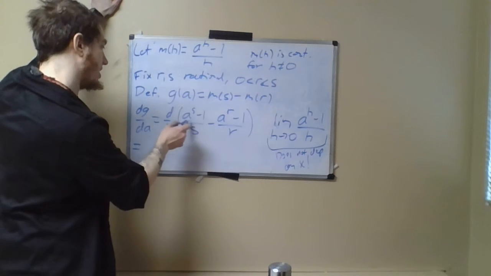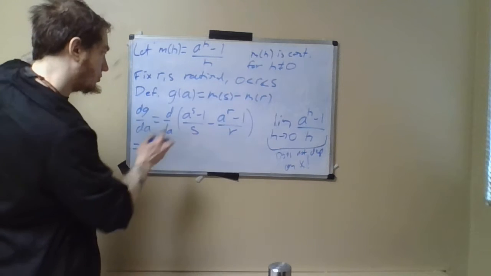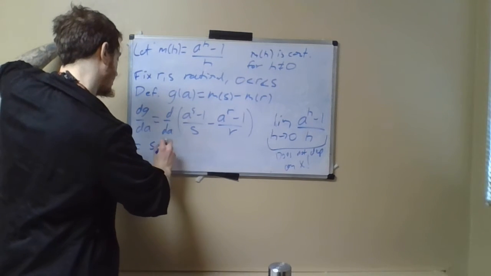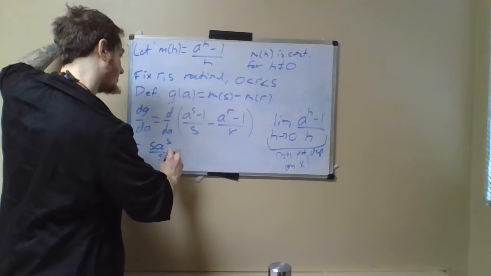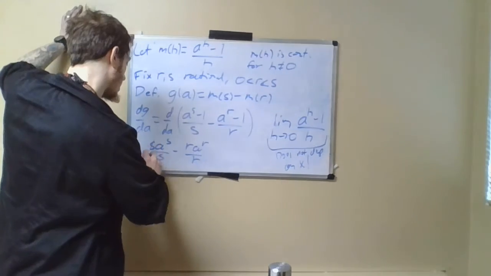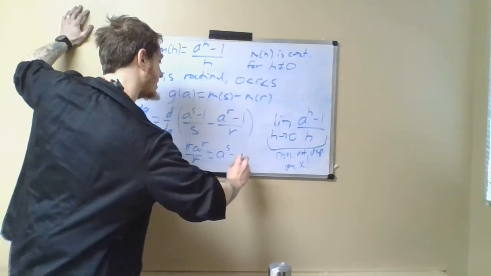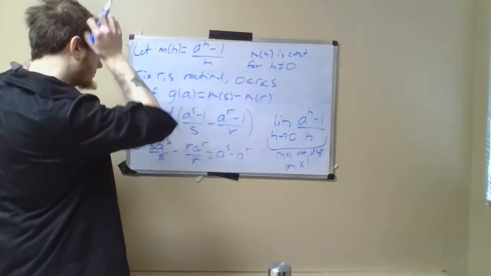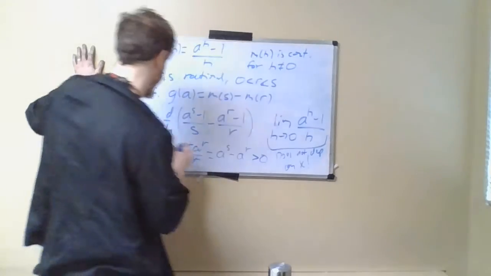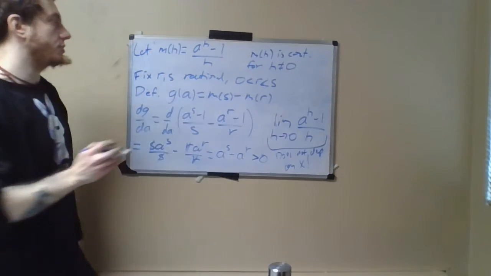Applying the power rule here, we end up with, let me make sure that I'm telling you the truth here. This simplifies down to s a to the s over s minus r a to the r over r. The s's cancel, the r's cancel, and we get a to the s minus a to the r, which is going to be bigger than 0 because s is bigger than r, and we know exponentials are increasing.